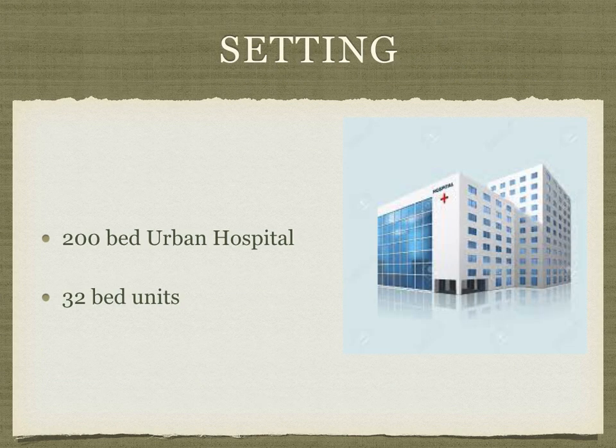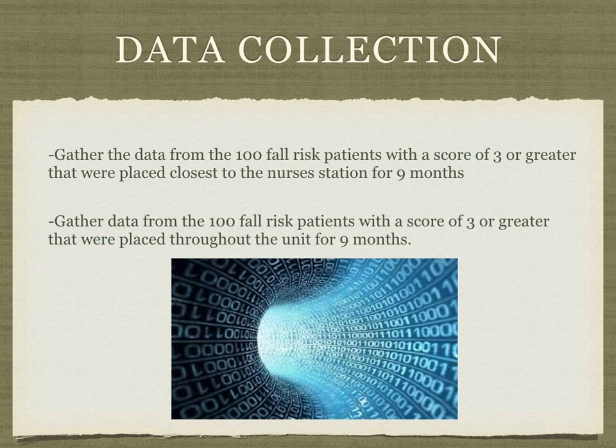Setting. It includes a 200-bed urban hospital with 32 beds per unit. Data collection. We will gather data from the 100 fall risk patients with a score of 3 or greater that were placed closest to the nurse's station for 9 months. We will then gather the data from the 100 fall risk patients with a score of 3 or greater that were placed throughout the unit for 9 months.